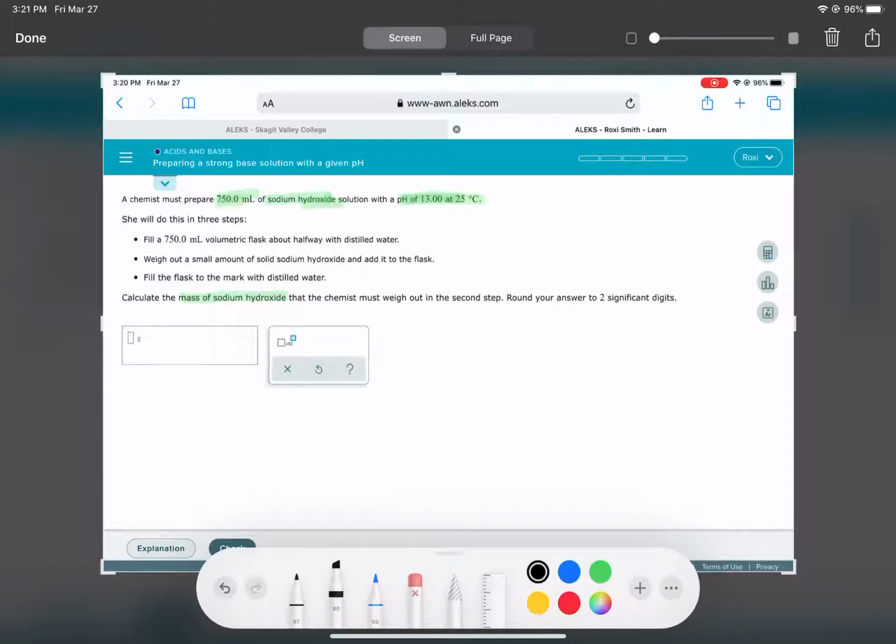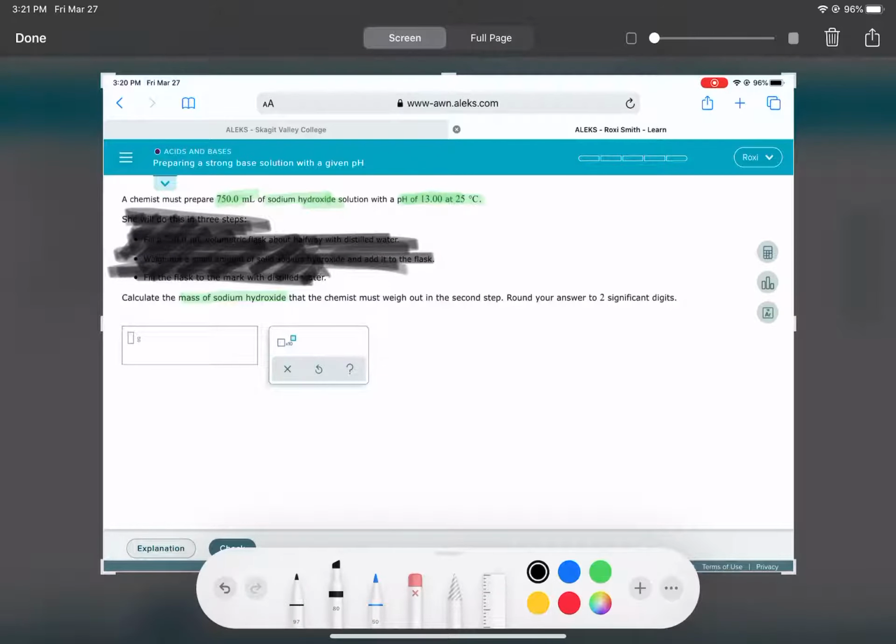It's also giving us a lot of information that we don't need to solve this problem, so we're going to ignore it. And let me tell you, that is really satisfying to black out part of an ALEKS problem. So this is very similar, almost identical to a problem that we did in our notes.